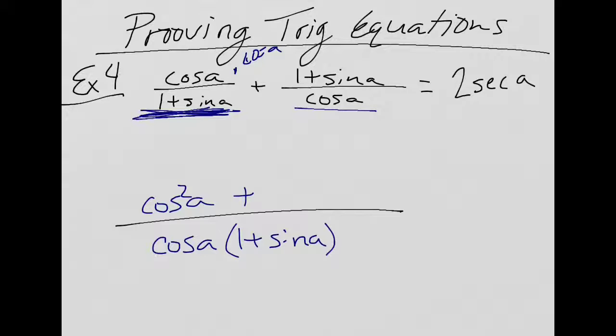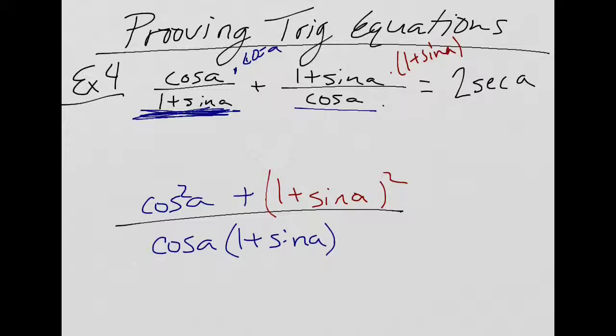So what did I multiply the top of this other fraction by, on top and bottom? I multiplied it by 1 plus sine A. So I've got to multiply 1 plus sine A on the top there. So that's 1 plus sine A times 1 plus sine A, right? So I could just write 1 plus sine A, the whole thing squared.